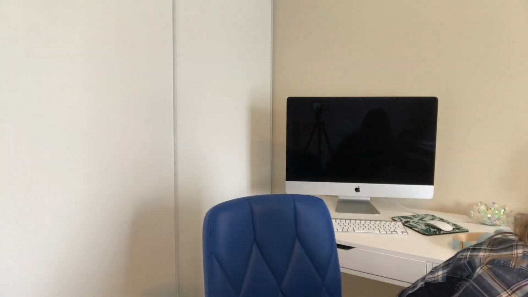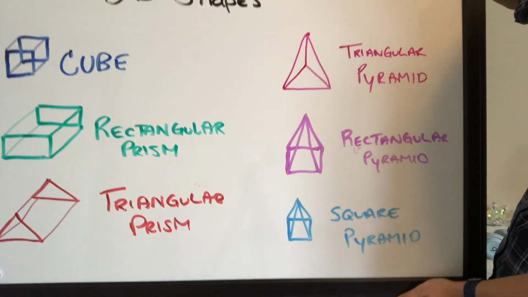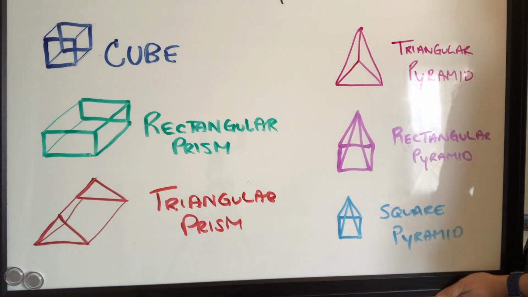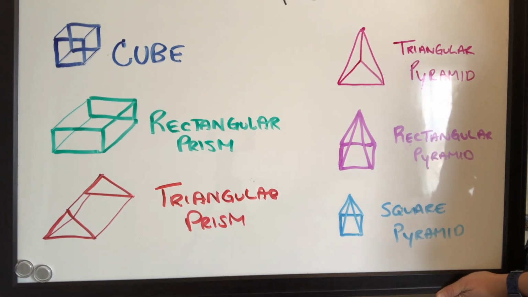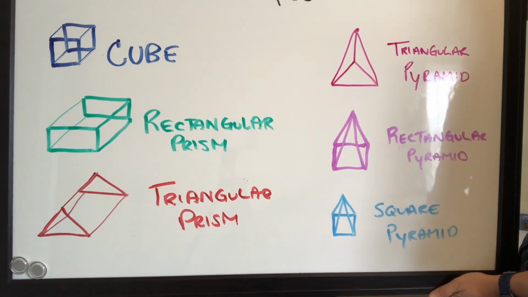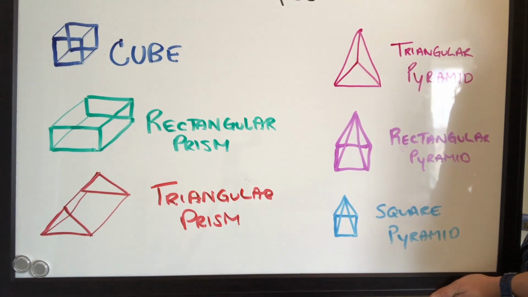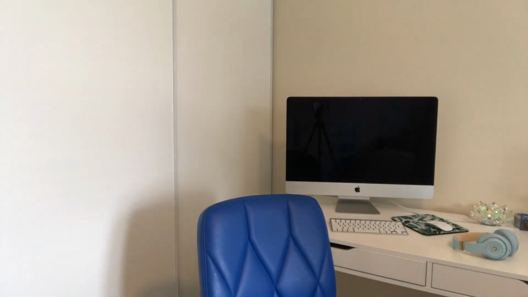So I'm going to show you some 3D shapes. All right, so here is my list of 3D shapes. So we've got a cube, we've got a rectangular prism, we've got a triangular prism, we've got a triangular pyramid, and we've got a rectangular pyramid and a square pyramid. So those are some 3D shapes that we are going to start with. So we are starting with the non-circular 3D shapes and surface area.